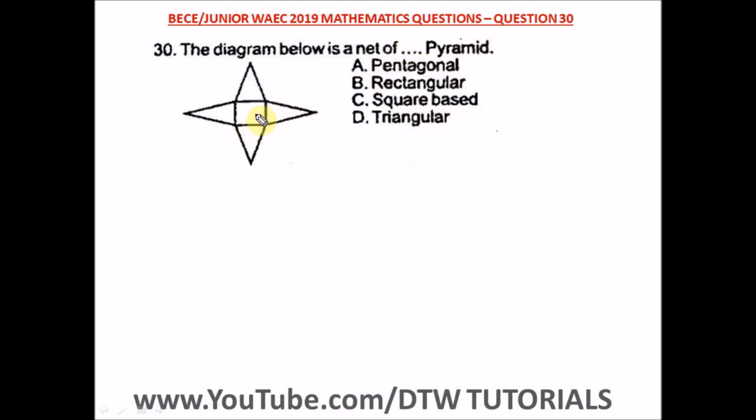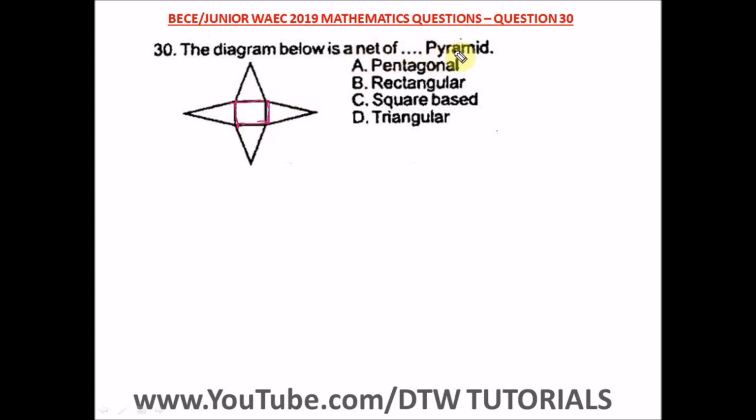Now to know the type of pyramid this is, we already know it's a pyramid by this structure here. If you close this up, join them together to make a solid figure, to know what type of pyramid it is, what is the shape of the base? What is the shape of the base of this solid figure here? It's a rectangle.